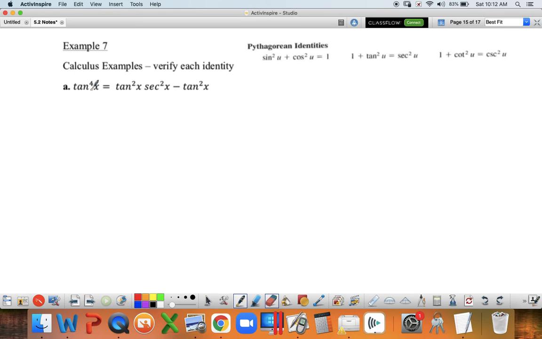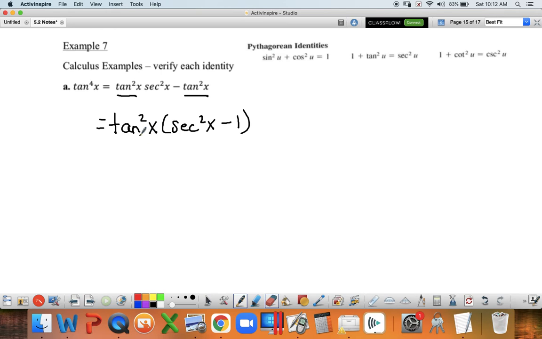Remember, we're just trying to prove that the left-hand side equals the right-hand side. And when I see the right-hand side, that looks more complicated to me. So I'm going to work with that and see if I can get the right-hand side to equal tangent to the fourth x. And remember, that just means we're doing tangent times tangent times tangent times tangent. On the right-hand side, I see we have a common factor between this binomial here of tangent squared x. So I'm going to factor out tangent squared x.